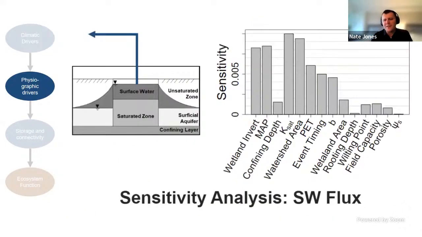So we wanted to do a sensitivity analysis to look at what's driving some of these fluxes. Here the y-axis is sensitivity, and the x-axis shows the different input parameters into the model. When we think about surface water fluxes, which are often important for regulatory agencies and how we classify these wetlands as federally protected or not, we wanted to see, at least in modeling space, what parameters are really driving those fluxes. What we found is that KSAT, or saturated conductivity in the upland, and also watershed area are really sensitive parameters for the surface water flux.